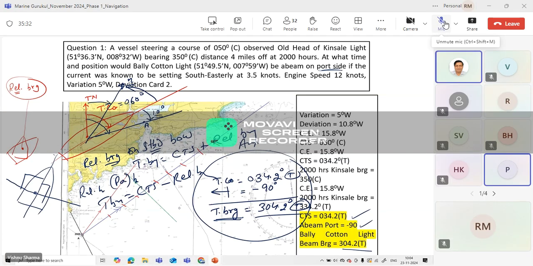So this is always on the CTS, not on any other course, correct, sir? Arey bhai, CTS is the direction in which the ship is heading. So if you say that somebody is in front of you, in front of me, what does it mean? You are looking in that direction. Yes or no? Yes, sir.